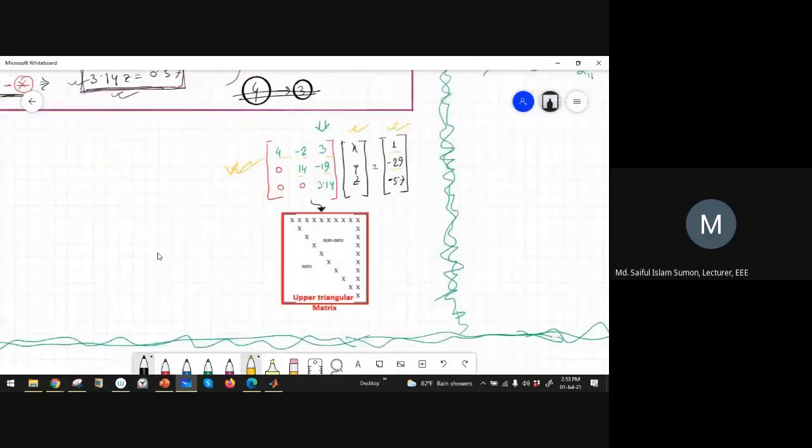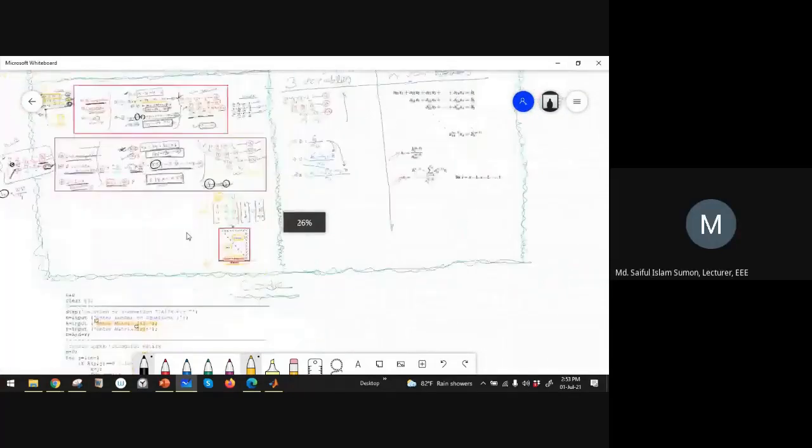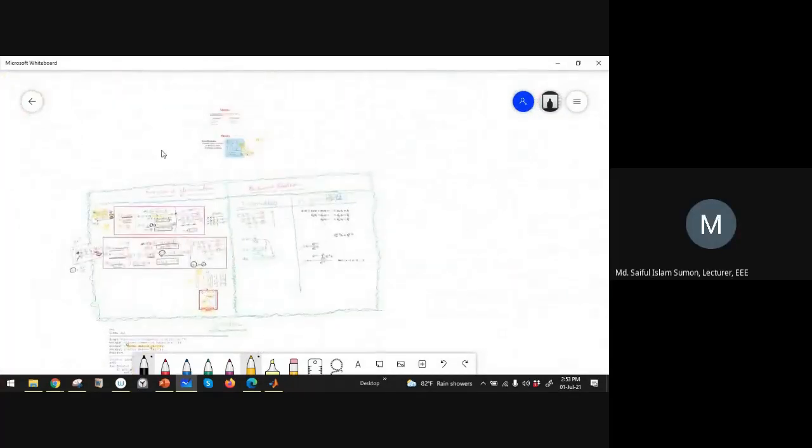So now suppose this is my matrix A. The upper right side is non-zero and the lower left side is 0. So this is an upper triangular matrix, and our target from the forward elimination method is to get this upper triangular matrix. Are you okay with this portion? Yes, sir. Very easy. So this was the forward elimination portion.